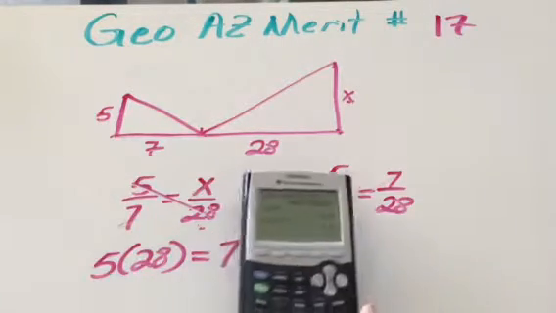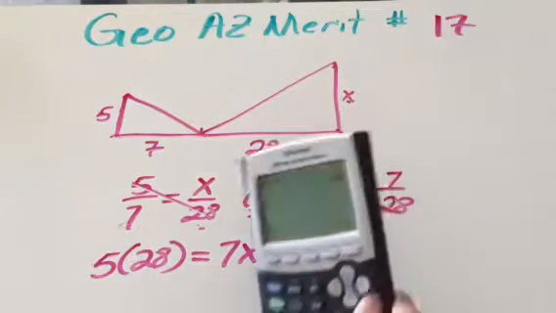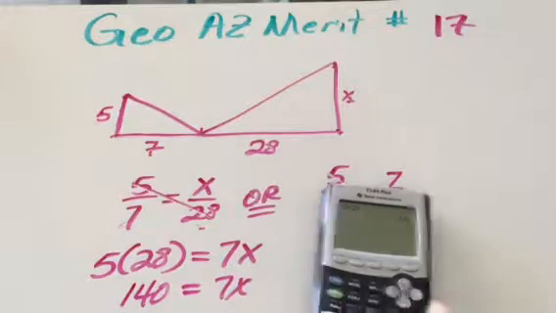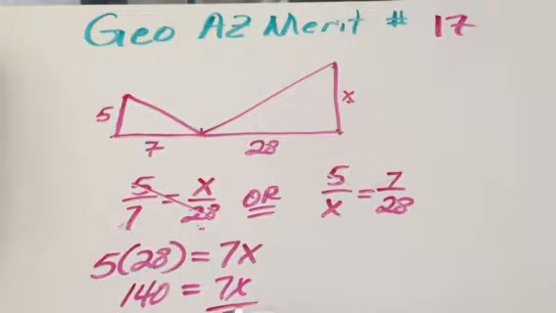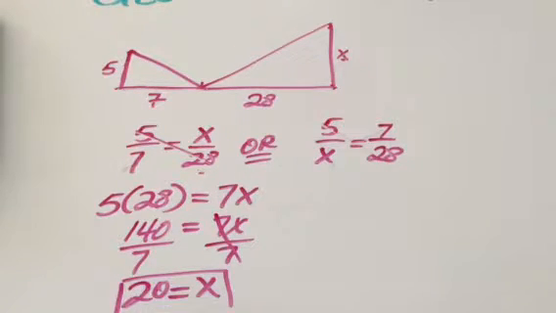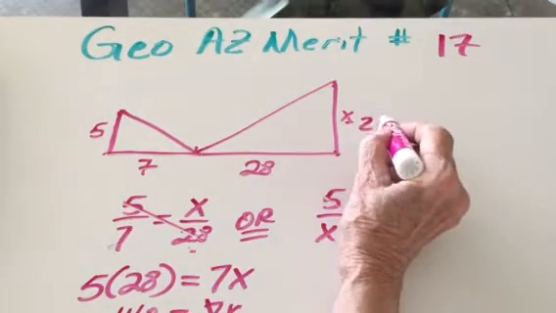And I'm going to go, what? 5 times 28. 5 times 28 equals what? 140 equals 7x. And now I just divide on both sides by 7. Okay? And I know that 7 goes into 14 2 times, and I'm just going to add a 0 on the end. But if you don't know, go ahead and do it in the calculator. In any case, 20 equals x. Now, I want you to go back up here and put 20 in. And that is the right answer.